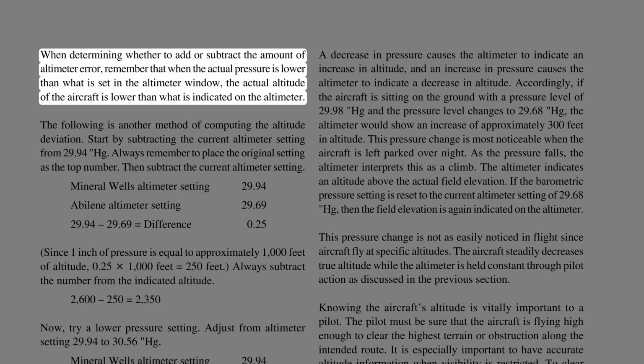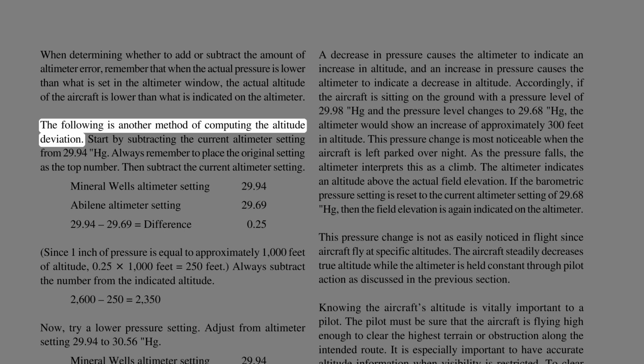When determining whether to add or subtract the amount of altimeter error, remember that when the actual pressure is lower than what is set in the altimeter window, the actual altitude of the aircraft is lower than what is indicated on the altimeter. The following is another method of computing the altitude deviation.